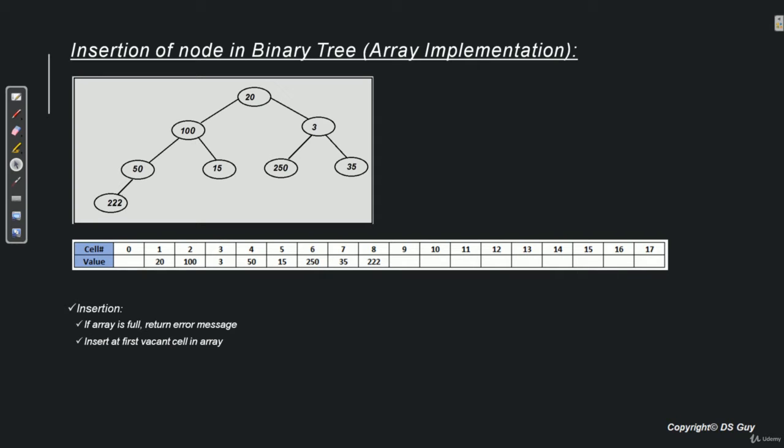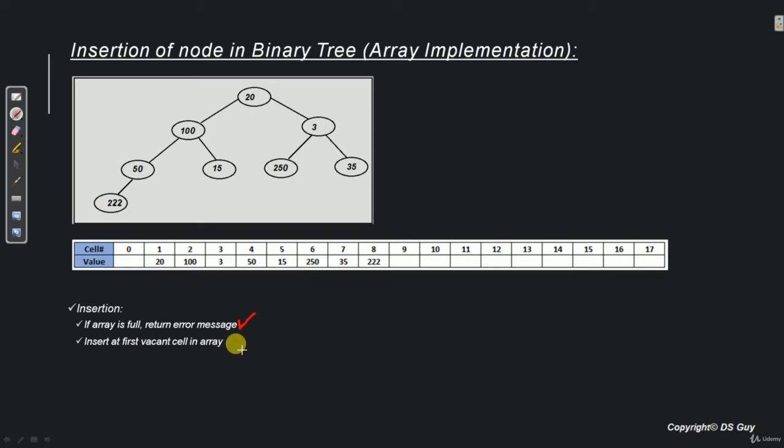Now remember that this kind of situation never arose in the case of linked list implementation, because there we don't have any constraint whereby the linked list is full. We can always add as many nodes as we want in the case of a linked list. There is no such thing as the tree is full. But in the case of a binary tree which is implemented in an array, we have this restriction.